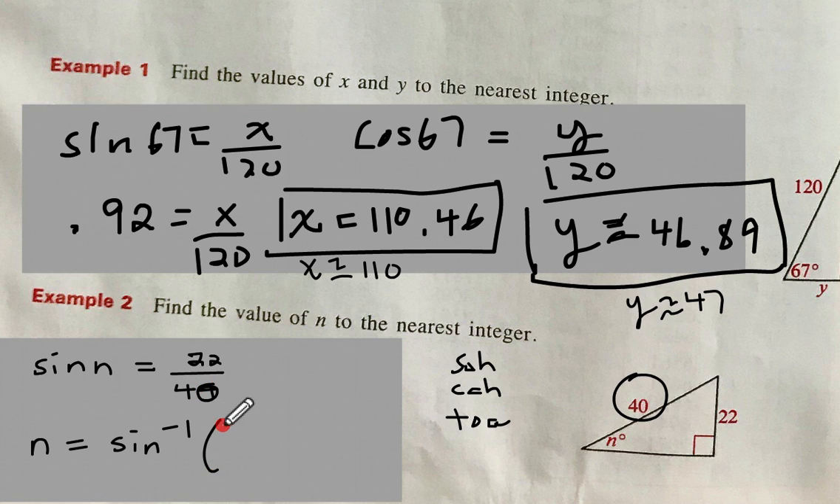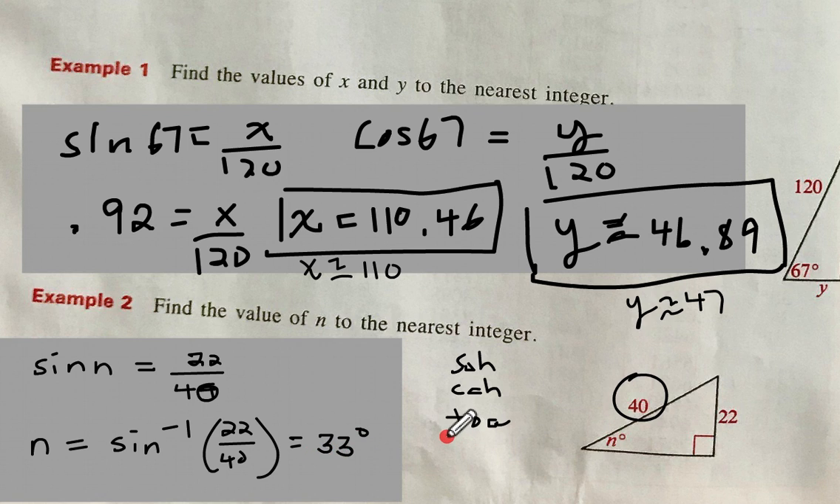This is 40. 22 over 40. You don't need to reduce that either. You can just say sine of 22 divided by 40. And we're going to get, oops, I forgot to do the inverse. Inverse sine of 22 divided by 40 is 33.367 degrees. So they want the nearest degree, so it's going to be 33 degrees.